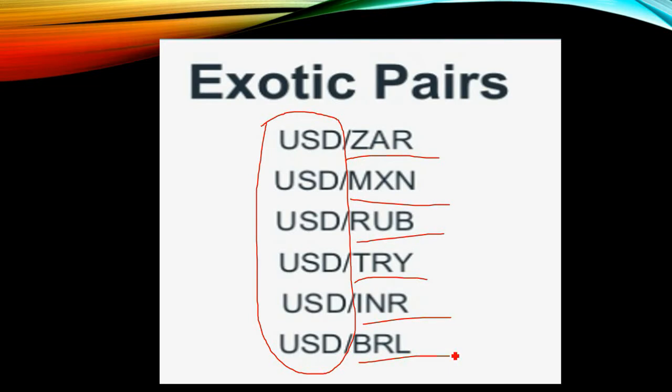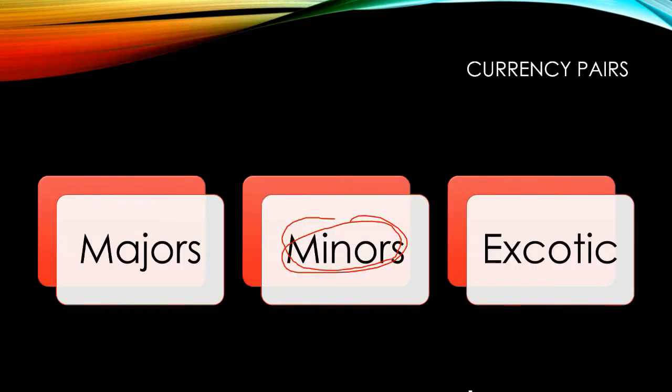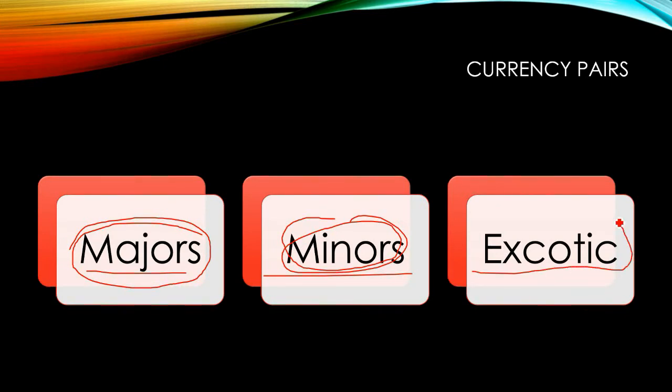If you trade in the share market, you go through blue chips, right? Like that, most of the traders will trade only majors. According to me, majors and minors are good, but don't go to the exotics because they are highly unstable. Go through majors and minors.